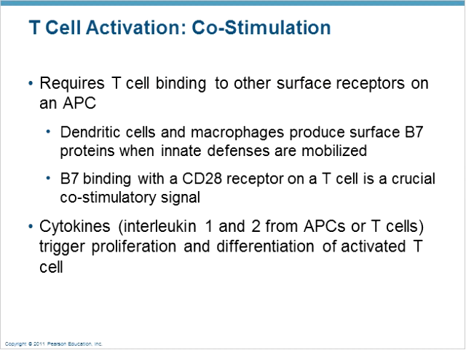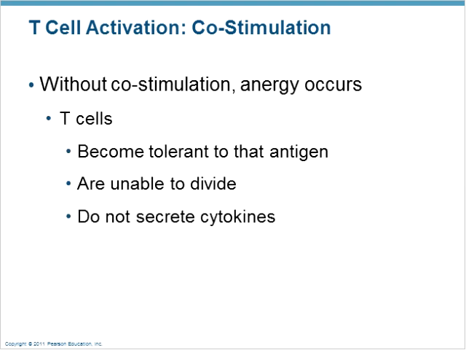It requires T cell binding to other surface receptors on an APC. Dendritic cells and macrophages produce surface B7 proteins when innate defenses are mobilized. So B7 binds with the CD28 receptor on a T cell, and it's crucial to the co-stimulatory signal. Cytokines include interleukin 1 and 2 from APCs or T cells, which trigger proliferation and differentiation of activated T cells. So that's that co-stimulation step we talked about before.